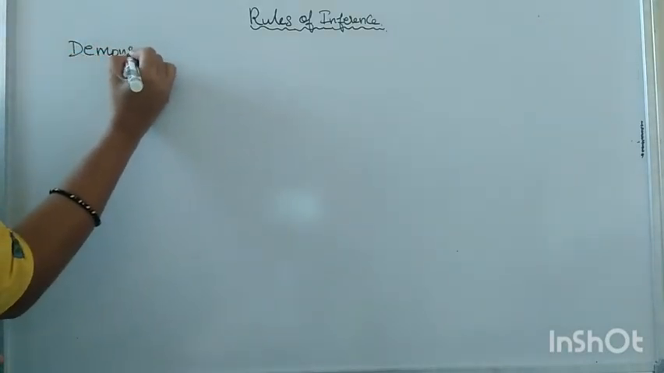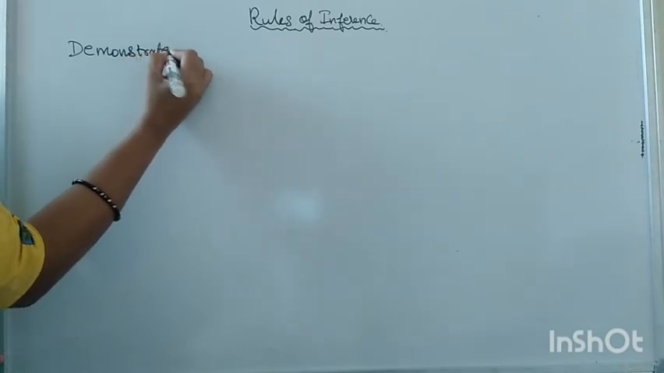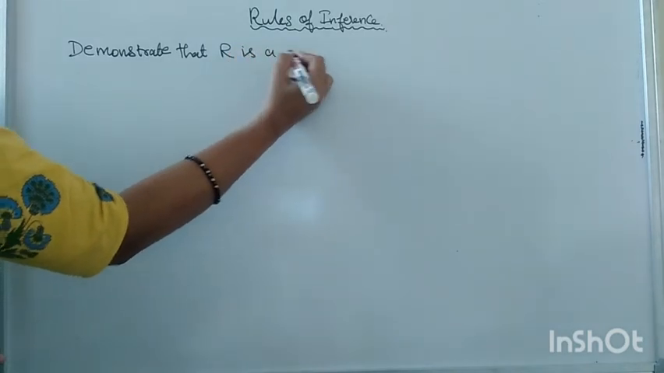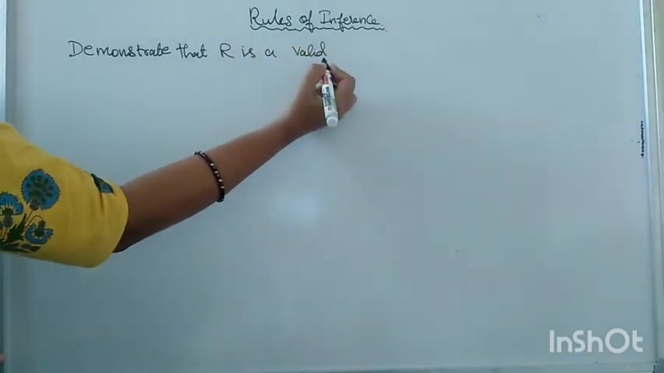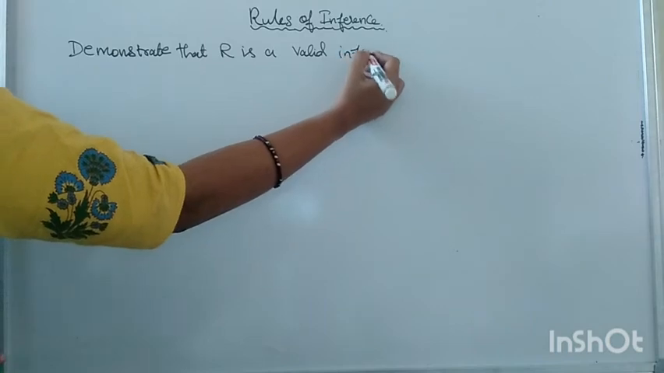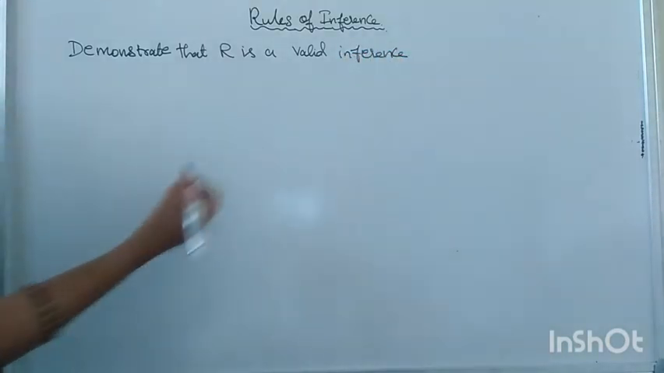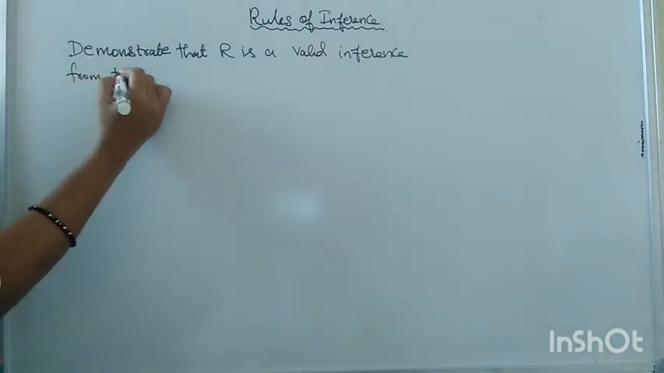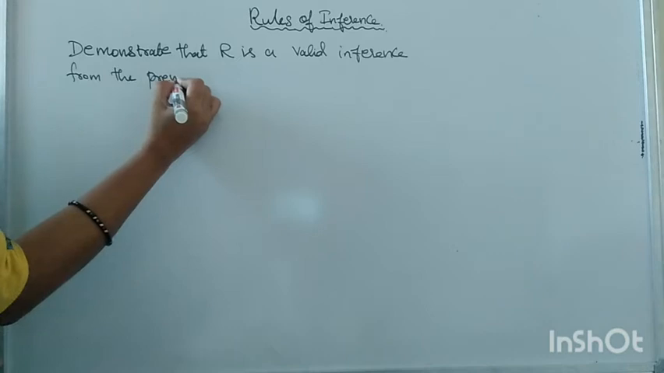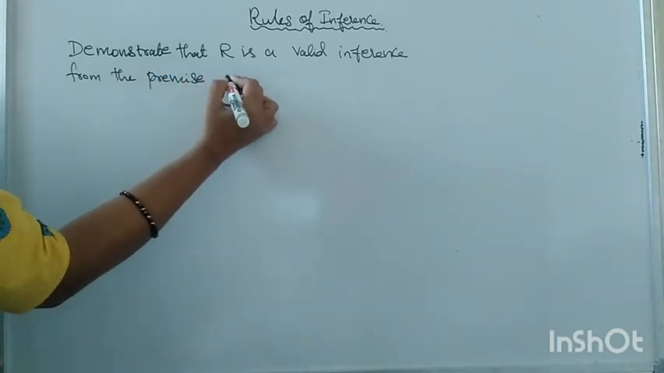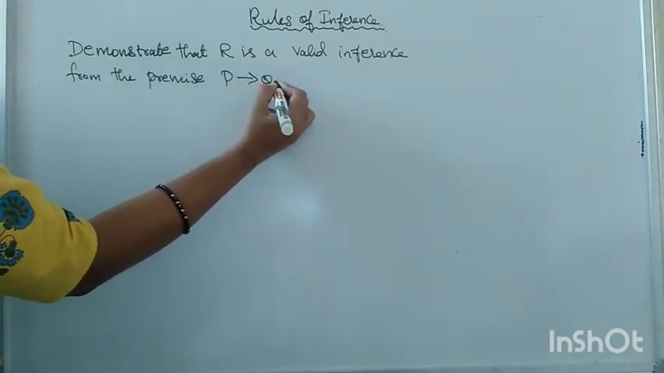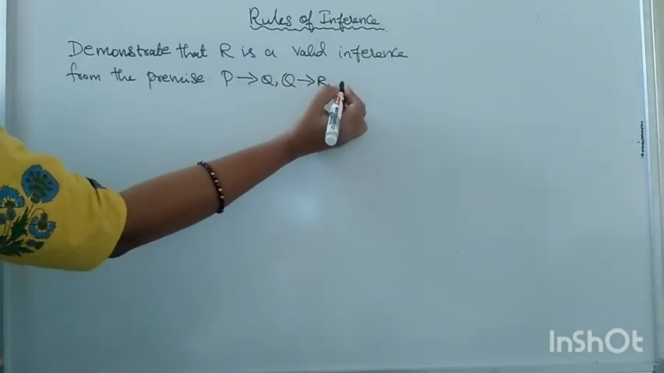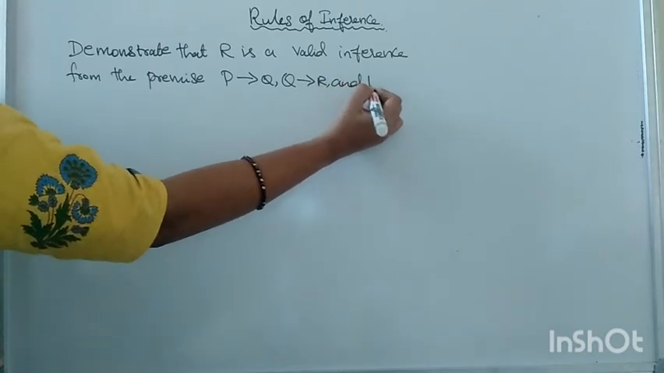Demonstrate that R is a valid inference from the premises P implies Q, Q implies R, and P.